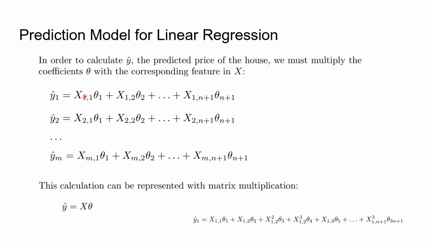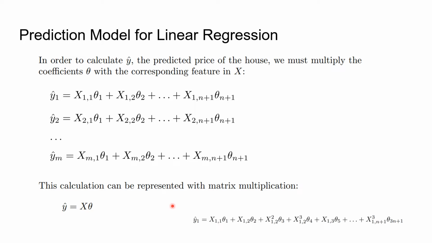And now we can start thinking about matrix multiplication. We're basically doing this for every sample x, so if we just stack them on top of each other, this becomes matrix multiplication. Therefore, y hat is equal to X times theta, and y hat is a column vector with length m, which is the number of samples. So we have a prediction for each sample.